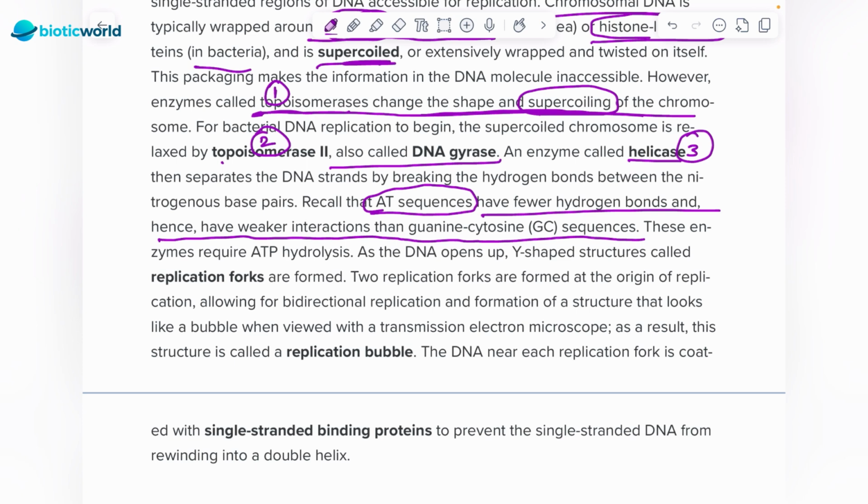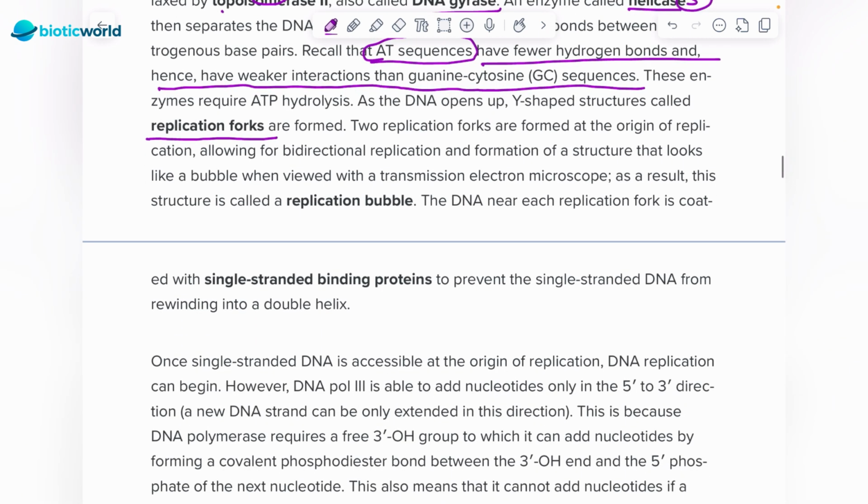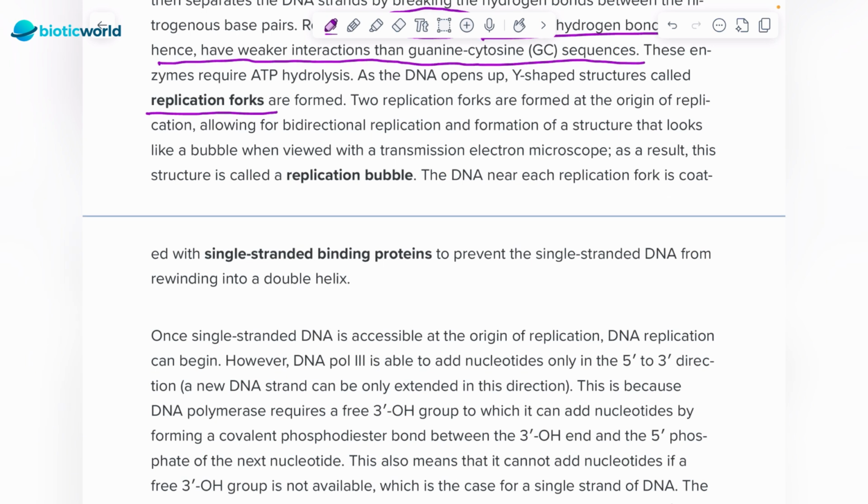As the DNA opens, Y-shaped structures called replication forks are formed. Two replication forks are formed at the origin of replication, allowing for bidirectional replication and formation of a structure that looks like a bubble when viewed with the transmission electron microscope. As a result, this structure is called a replication bubble. The DNA near each replication fork is coated with single-stranded binding protein to prevent the single-stranded DNA from rewinding into a double helix.